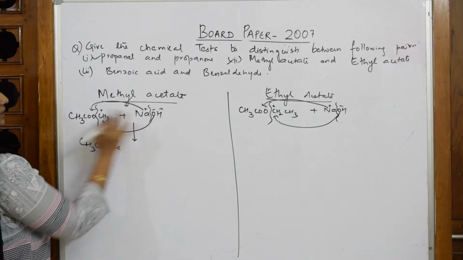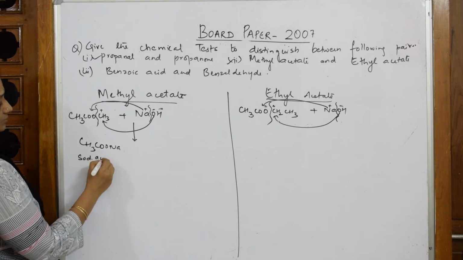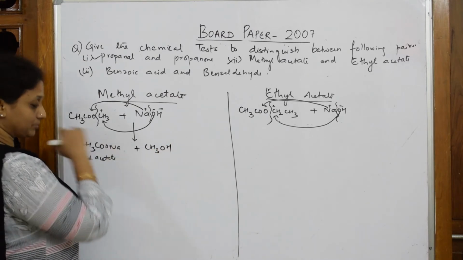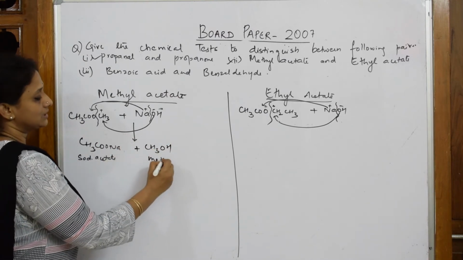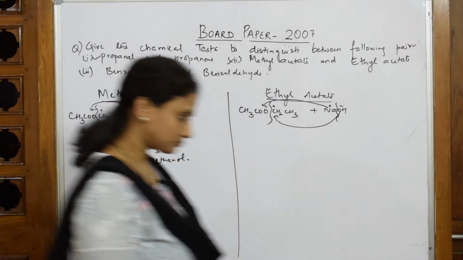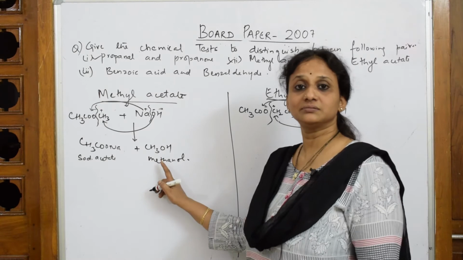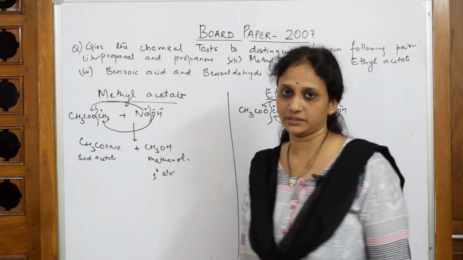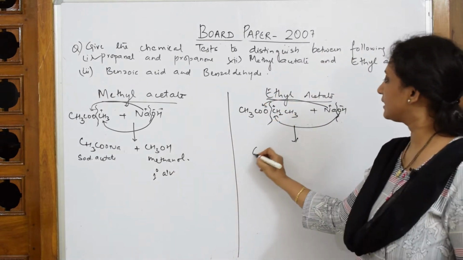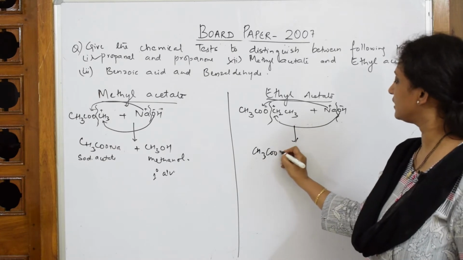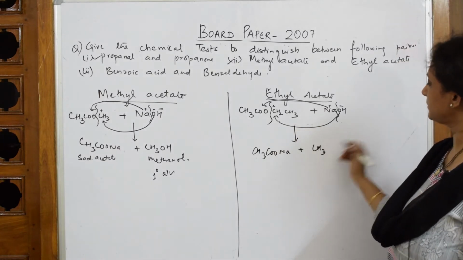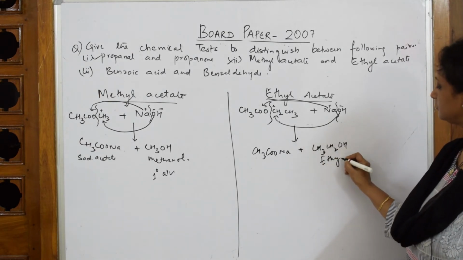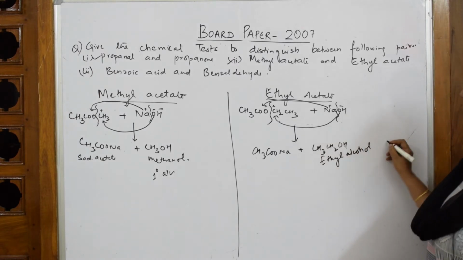CH3COONa, anion and cation. So this is sodium acetate. Here what do I get? I get methanol. What type of alcohol is this? Carbon with 3 hydrogens and the functional group OH is a primary alcohol. Let me write here: I get CH3COONa plus C2H5OH. This is ethyl alcohol, which is also a primary alcohol.